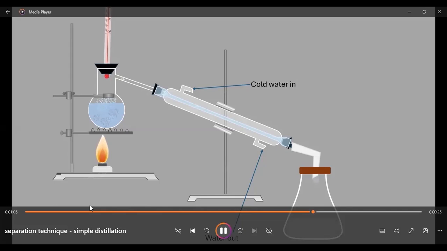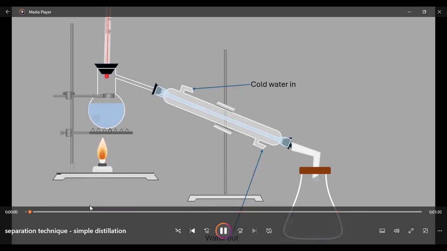Simple distillation in action. The mixture is here in the round bottom flask, and here is a fire burning to boil off the mixture. As it boils, the one with the lower boiling point turns to vapor, and you can see the gas coming out and getting into the condenser. It turns to liquid and flows into this conical flask.